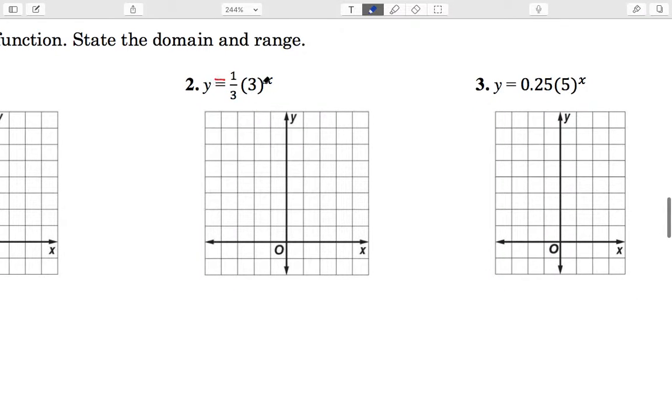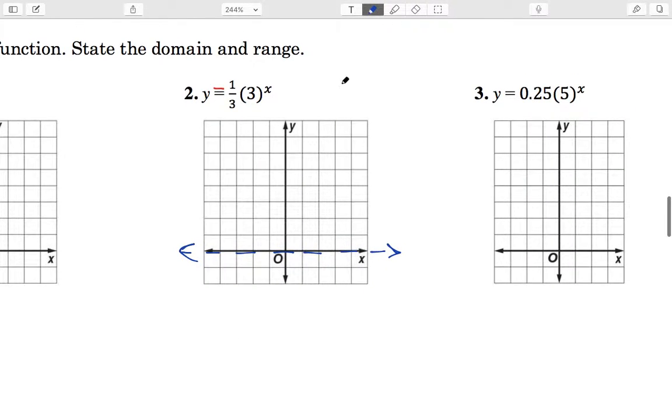So when I look at this with the negative, first thing I see is that there is no extra term here. There's no k, which means that my horizontal asymptote is where it usually lives, its standard place, which is at 0. So the range here, for the domain, it's all real numbers. For the range, it's y is greater than 0.